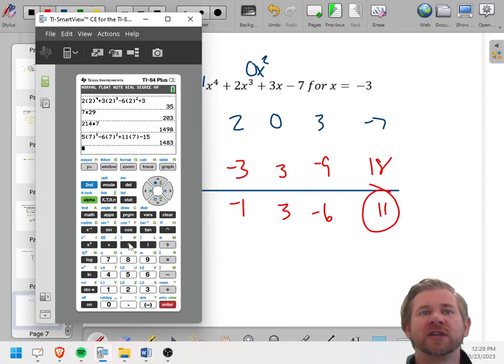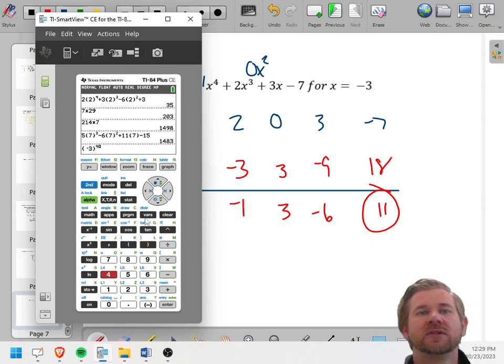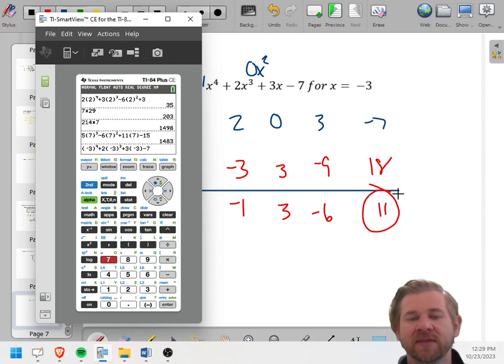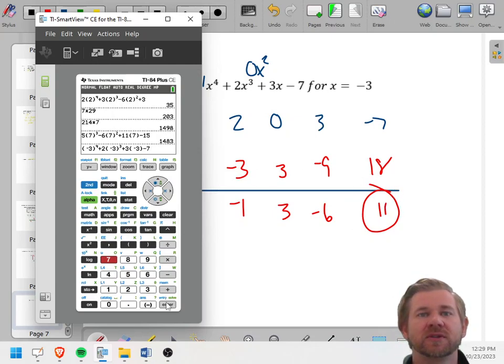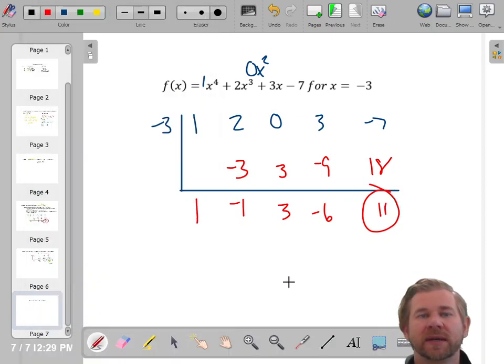And at this point, I'm going to check it. -3 to the 4th plus 2 times -3 squared, no, cubed, plus 3 times -3 minus 7. If we did it correctly, using direct substitution, we should get the same thing as when we did synthetic substitution. We got 11. Good, so I know I did it right.